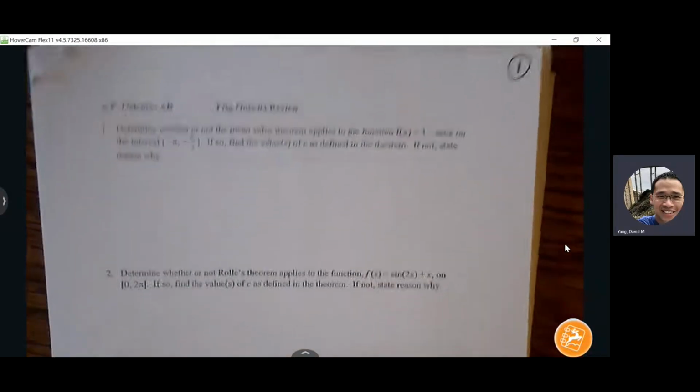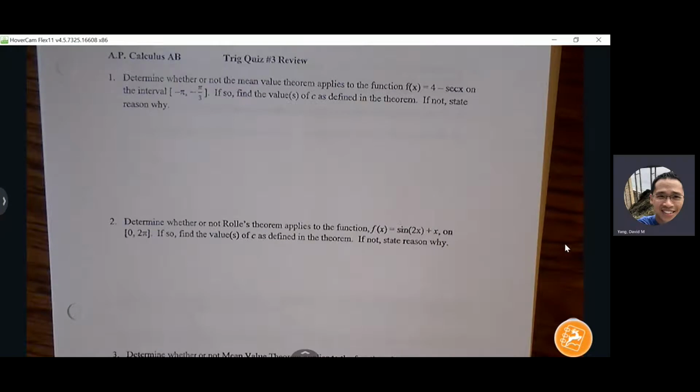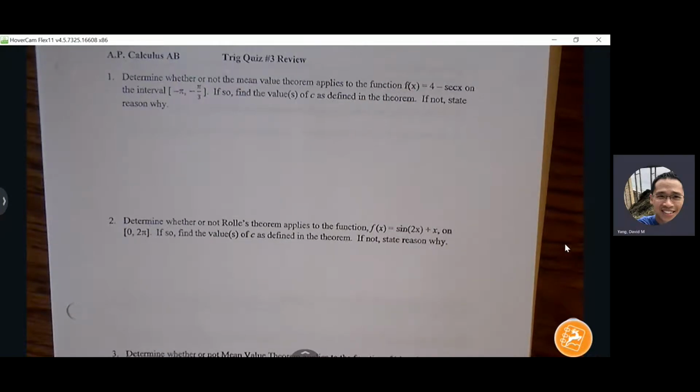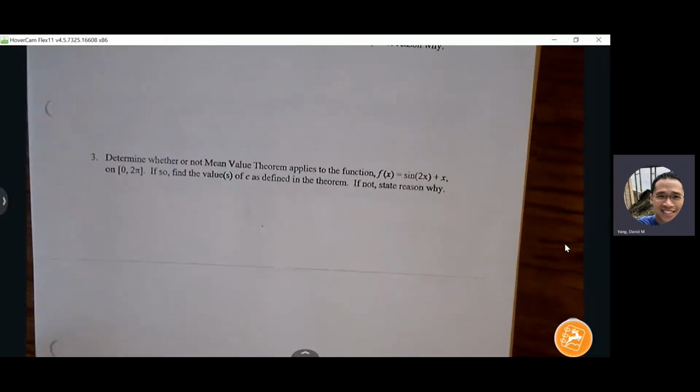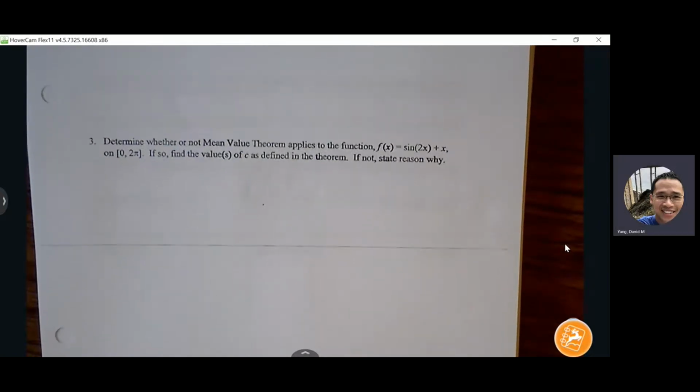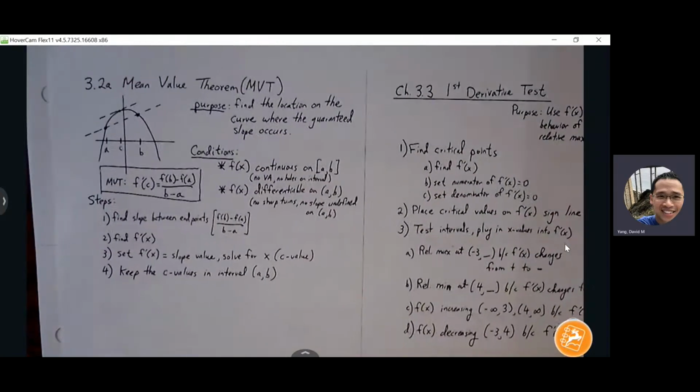All right, so today we're going to just focus on curve sketching, or chapter 3. We're going to skip 1 and 2, and we're going to go to number 3 on that handout that you guys have in front of you. Just wanted to review a little bit with mean value theorem.